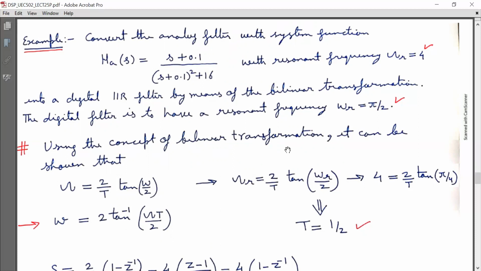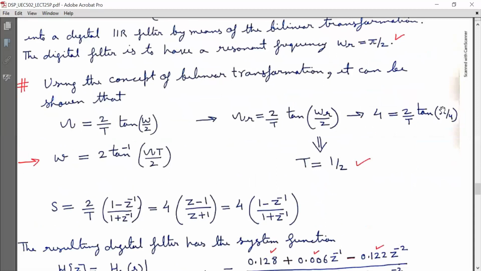So H(s) is the system function of the analog filter, and the resonant frequency is given to be capital omega R equal to 4 in the analog domain. We need to design an equivalent IIR digital filter with resonant frequency small omega R equal to pi by 2. By using the concept of bilinear transformation, we know that capital omega is equal to 2 by T tan small omega by 2. So here capital omega R is equal to 2 by T tan small omega R by 2.